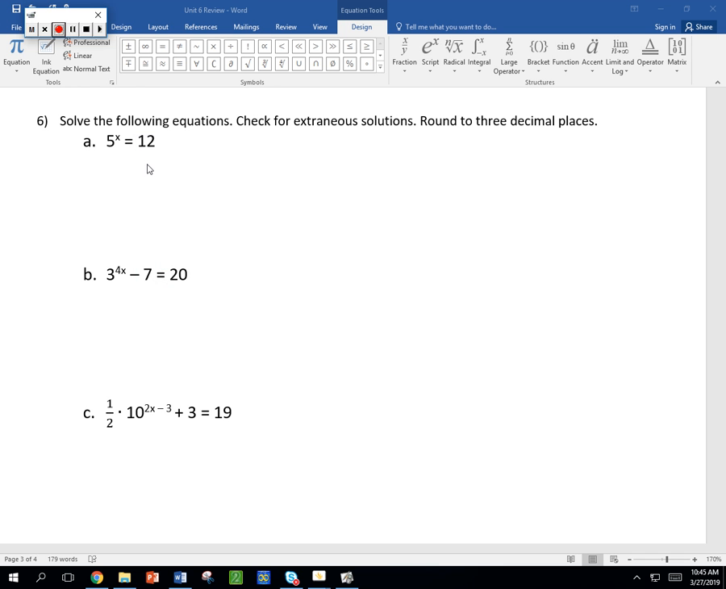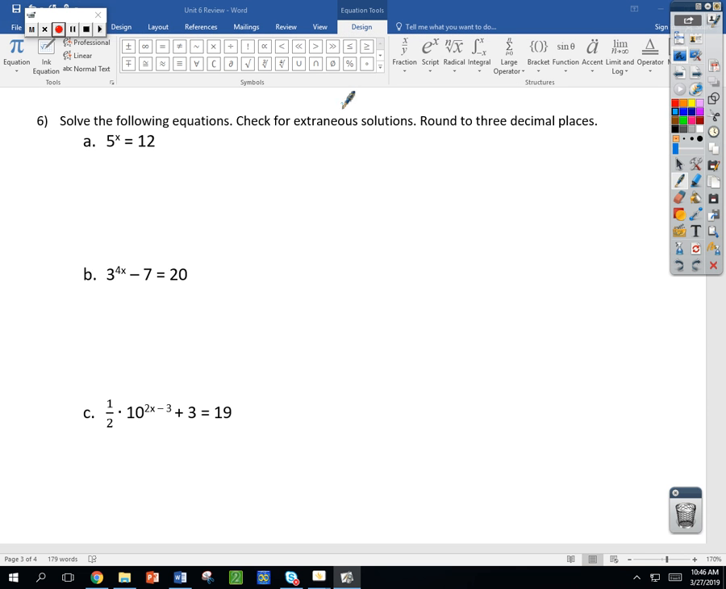Alright, so now we're going to solve equations. Check for extraneous solutions comes into play when you are solving equations with logs in them. So anytime I have the word log or natural log, that's when I need to remember to go back and check for extraneous and round to 3 decimal places.